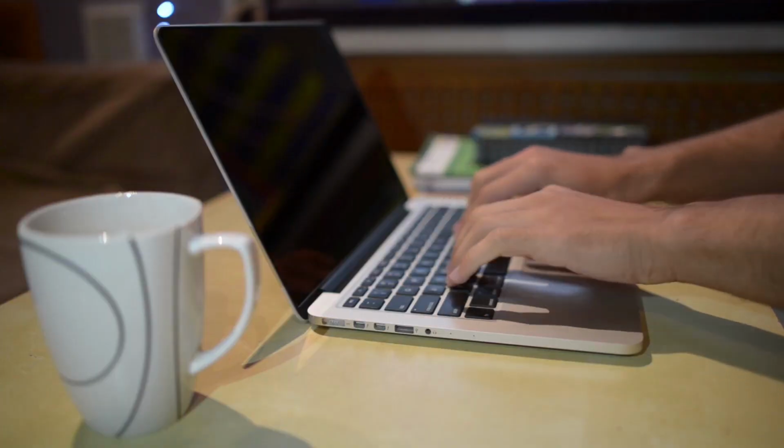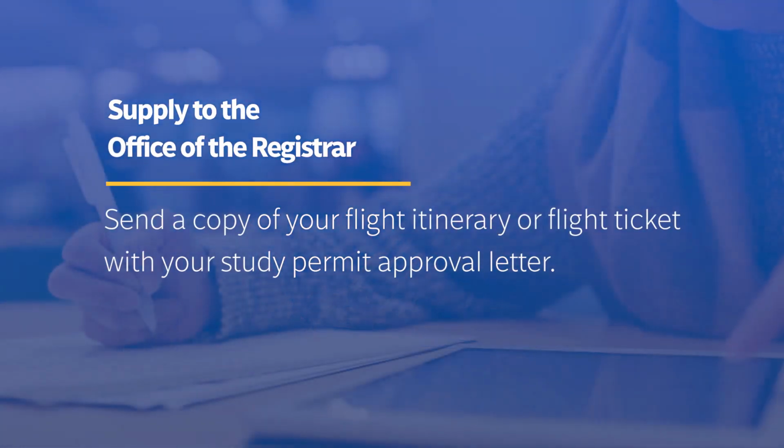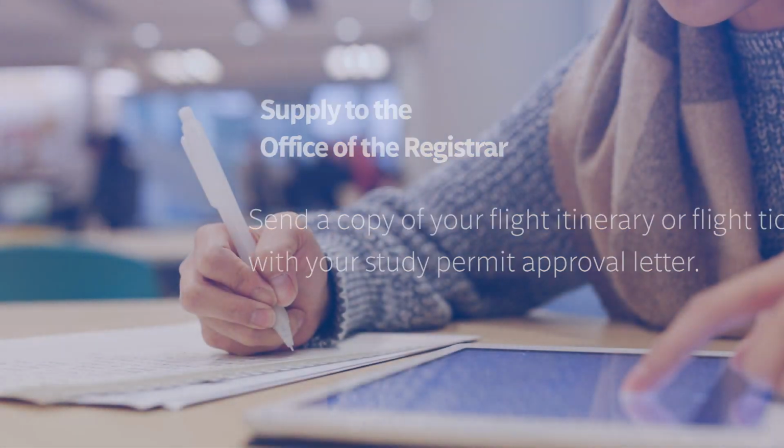To verify your arrival date, you will need to supply the registration unit with a copy of your flight itinerary or flight ticket with your study permit approval letter by the date stated on the form. Let us take a closer look at this form.